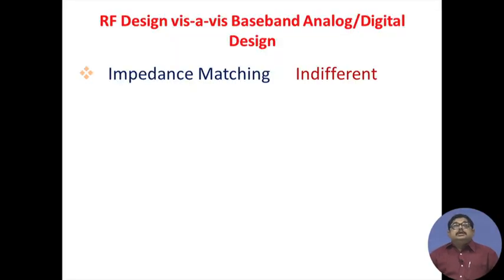Now, what are the salient points where RF design differs from microwave design? RF design differs from baseband analog or digital design. The first thing is impedance matching. You know from the maximum power transfer theorem that if there is a source of power, electronic power, AC power, that you want to deliver to a load, then load and source should be matched. There should be a conjugate relationship between them, so that maximum power can be transferred.